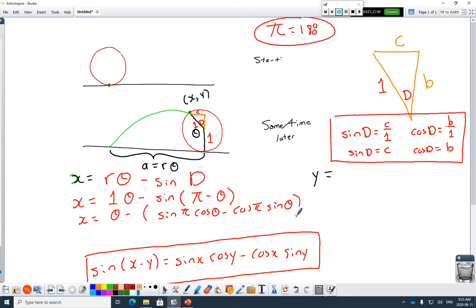Brad, what is it? 0. Oh, he's got it, folks. Sine pi is 0. Cos pi is -1. It's right from the graph, so sine and cos. And so what I end up with here is x equals theta minus, that's -1, that's 1. So that's negative 1, that's positive. So I get sine theta minus sine theta. There's the x value.